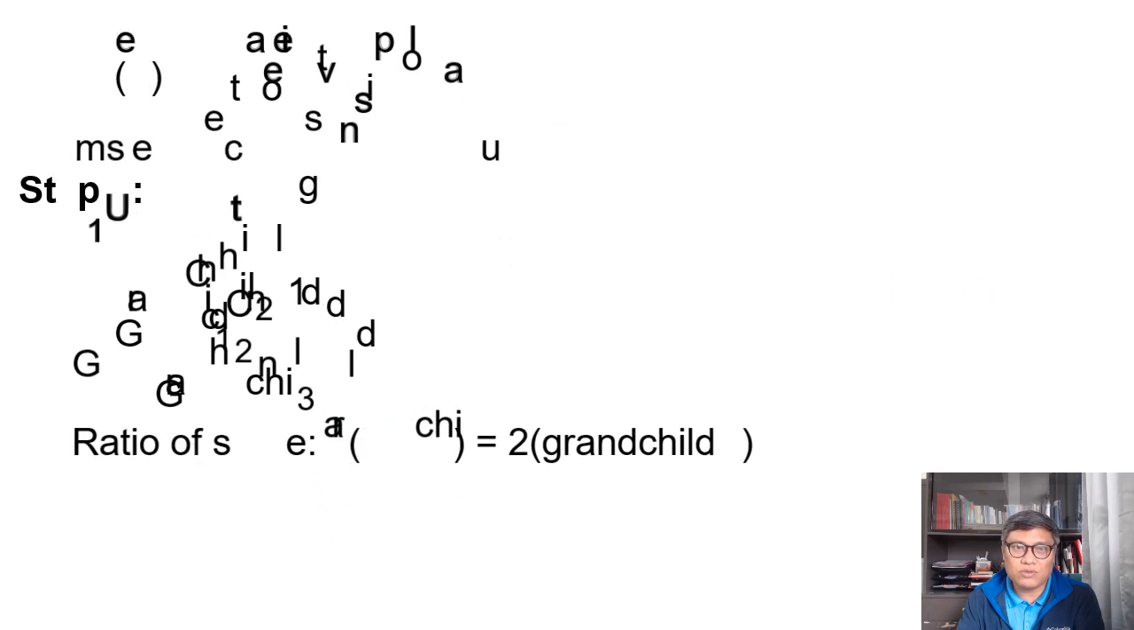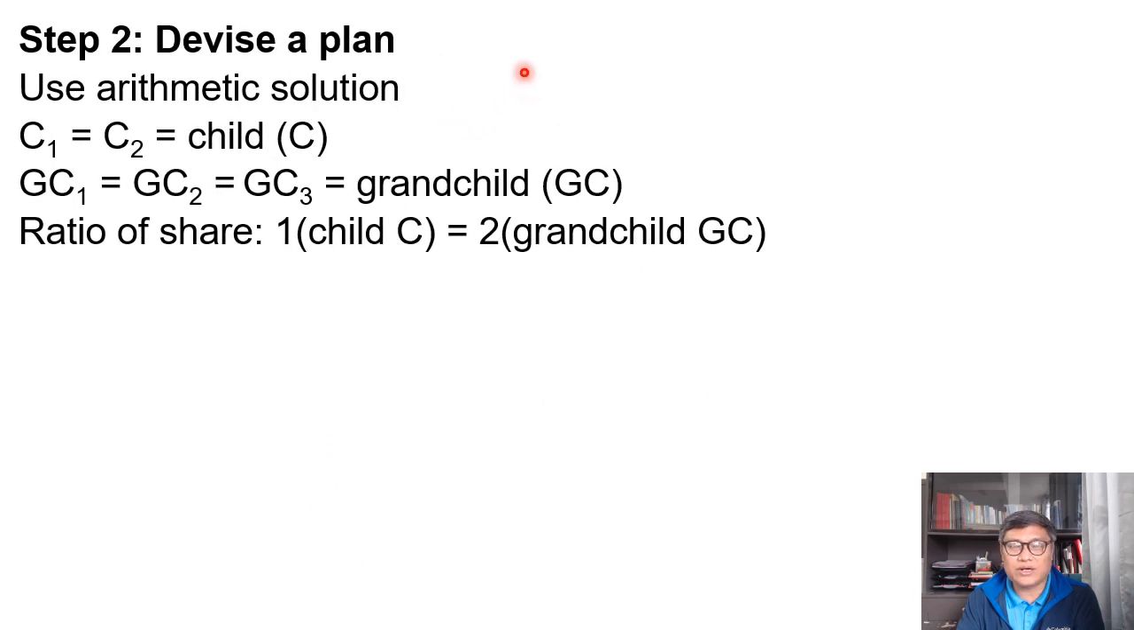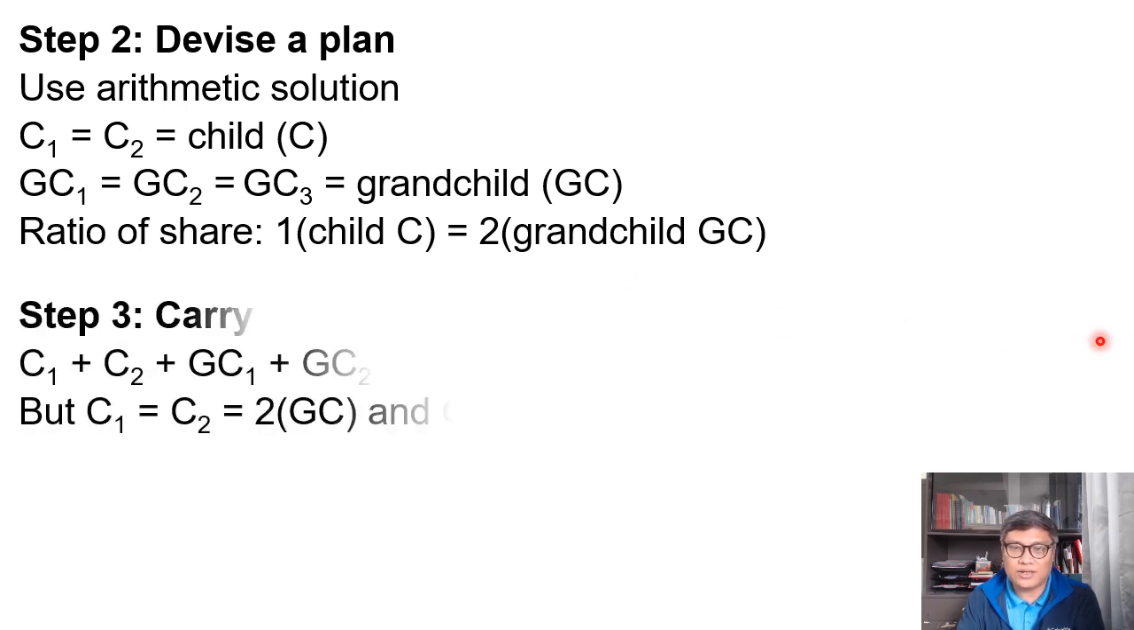So what will be our plan here? You can use an arithmetic solution for this one. You can also use trial and error. Here I will be using an arithmetic solution. I will be using C sub 1 and C sub 2, which is the child, and GC1, GC2, GC3 referring now to the grandchild. And I know that one child is equivalent to two grandchildren.